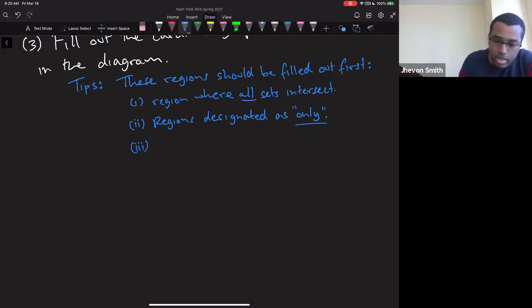And another part is the region that is outside all sets. And of course, this is all provided this info is given.